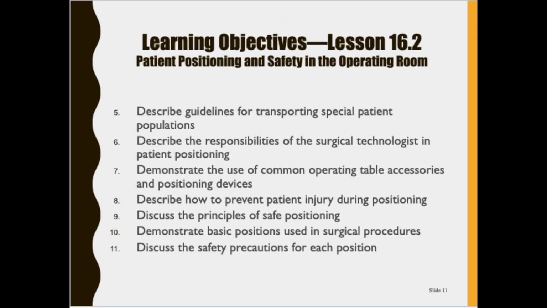In 16.2, we're going to look at guidelines for transporting special patient populations. What do we do in patient positioning? Demonstrate the use of common operating table accessories and positioning devices, because you're going to get a lot of exposure to the operating room bed, and describe how to prevent patient injury during positions, looking at safe positioning, basic positions used in surgical procedures, and safety precautions. We do have a video in this particular section.